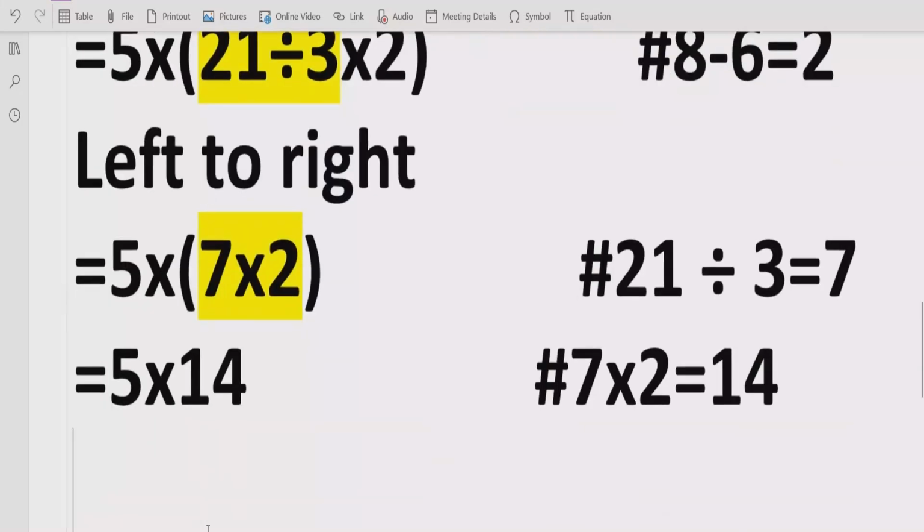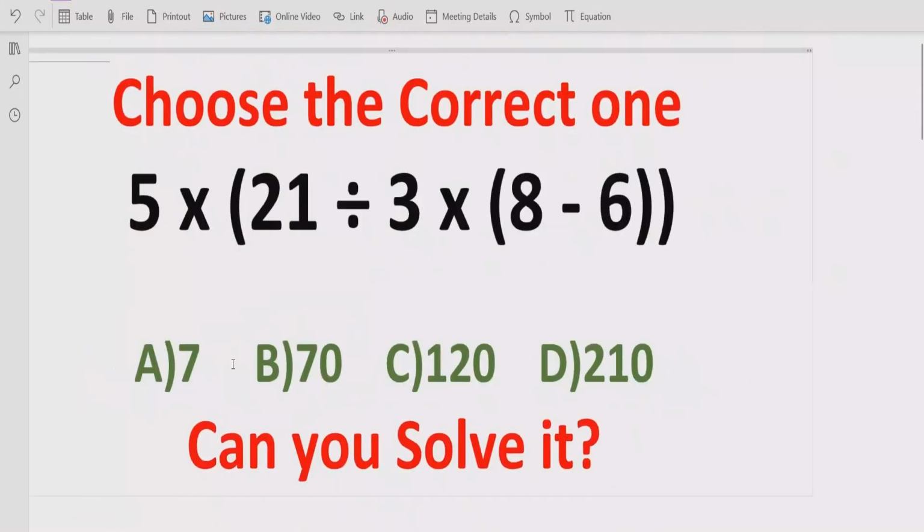Now we have two terms which are multiplying each other. So we will multiply both of them and the answer is 70. So the answer of the given expression is 70. So answer B is the correct answer of this expression. I hope you understand how you can easily solve the given expression using the PEMDAS and BODMAS method and find out the correct answer.